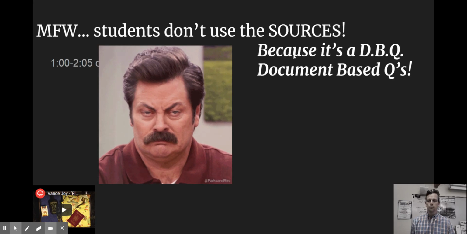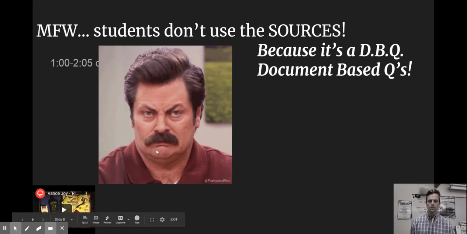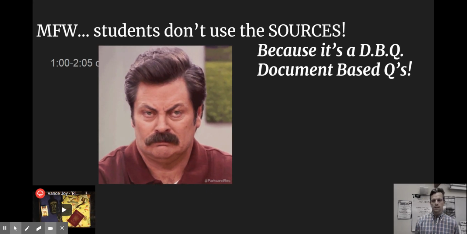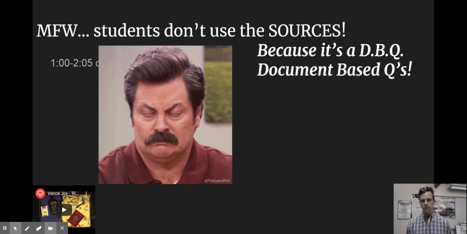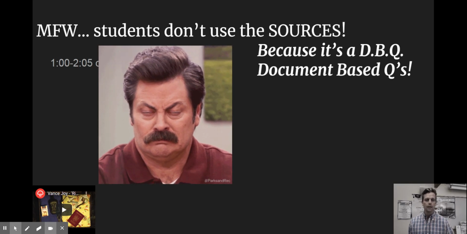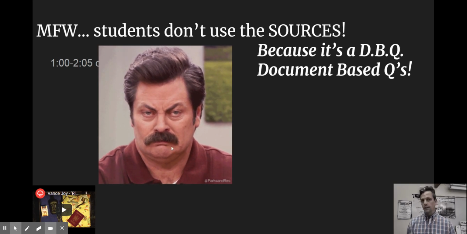Without further ado, you should be able to see the screen, and one of my heroes is Mr. Ron Swanson, and that is his face when students don't use their sources and they just go with their gut reaction to something they kind of saw in the document. We got to use our sources. We want to get deep into this stuff.